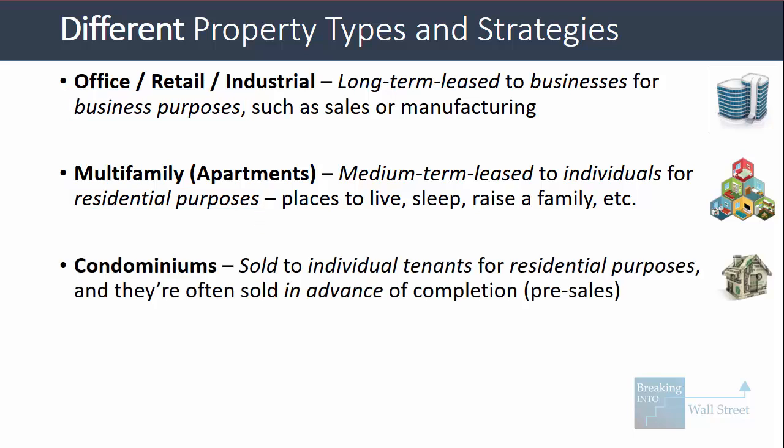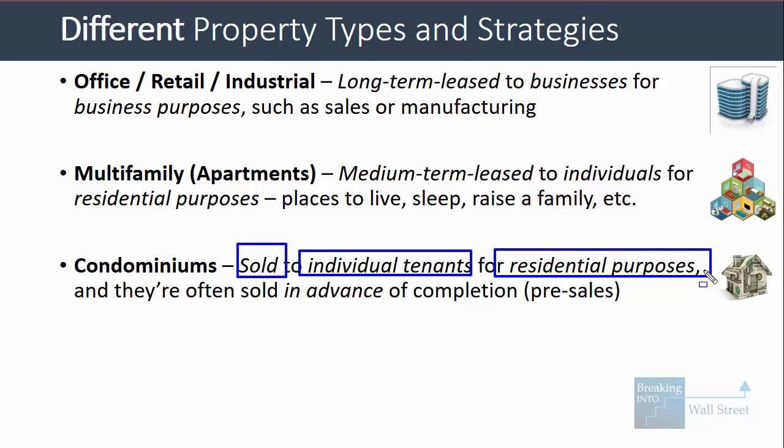A third category are condominiums. Now, these are similar to apartments in some ways, but the difference is that they're sold, they're not leased out. So someone who purchases a condominium actually owns it. They're not going to pay rent. They will pay some other fees and will have to cover other expenses, but they're not paying rent to a landlord because they actually own the property. Individuals and families still buy them, and they're still for residential purposes. But the key difference is that there's ownership.